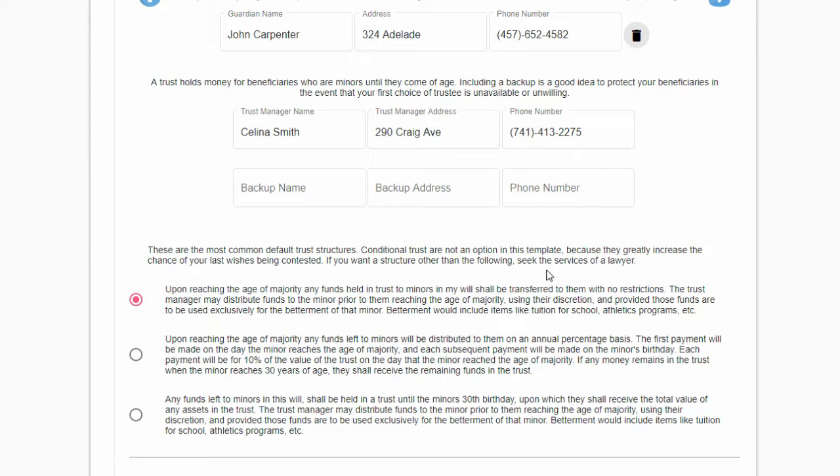And so there are different ways it can be held until they become of age. It can then be distributed all right away, on a percentage basis, or over a number of years. There's a couple of different options here to help you out with that. And you can read through those when you're making that decision and choose whichever one you feel is best.